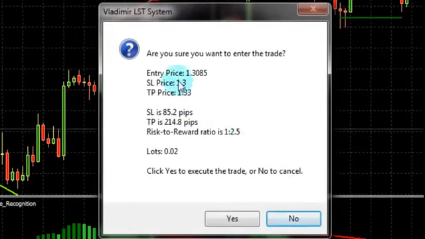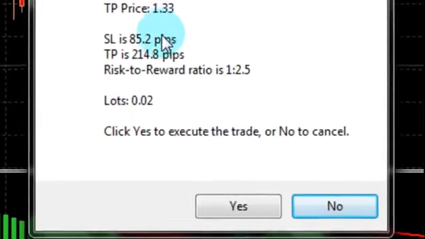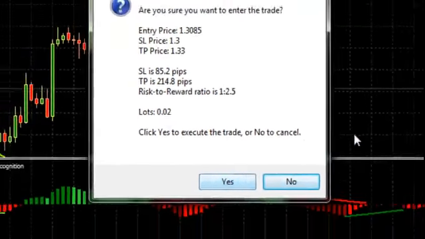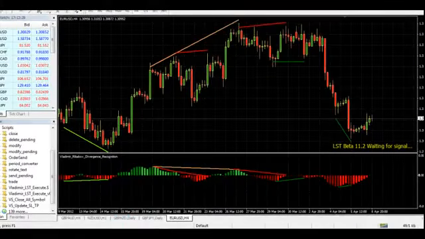Pay attention here. It gives me the details of the trade, and gives me the stop loss, the take profit, and most important, the risk reward ratio. Is it more than 1 to 2? Yes. Is it a good trade? Definitely. This is the lot size that will be opened. Once you click yes, the trade will be placed on your platform.